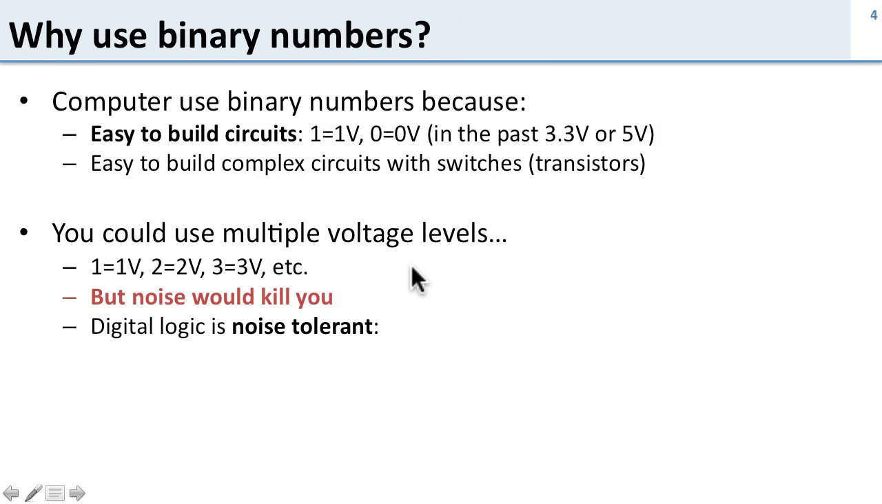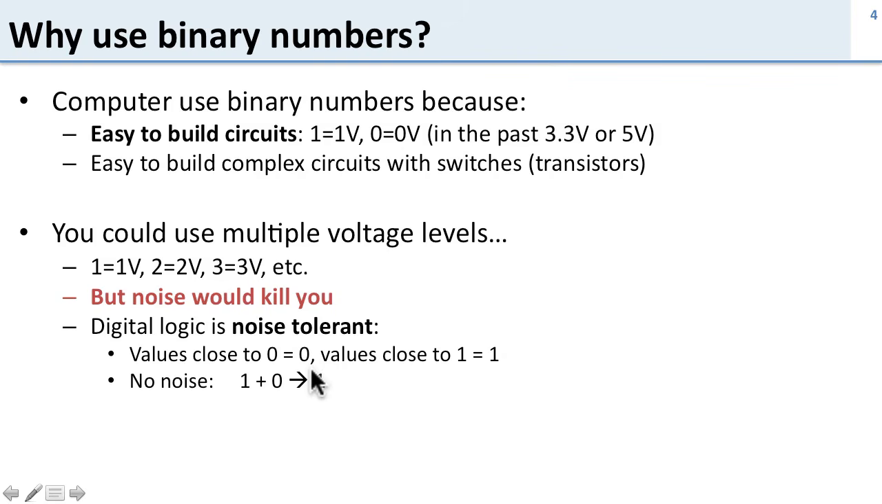So digital logic is noise tolerant because it doesn't use multiple voltages to represent multiple values. It just has 2, 1 and 0. Values that are close to 0, we say are 0, and values that are close to 1, we say are 1. And this means that if noise comes in and pushes things off a little bit one way or the other, we still say it's a 1 or a 0.